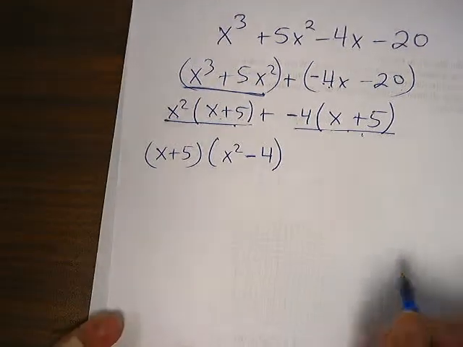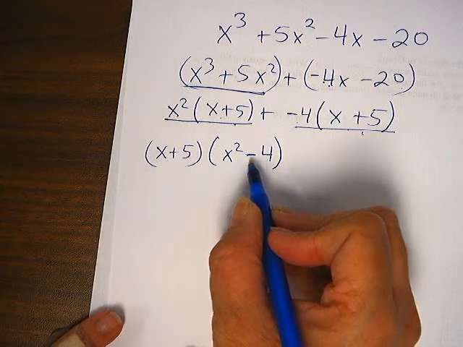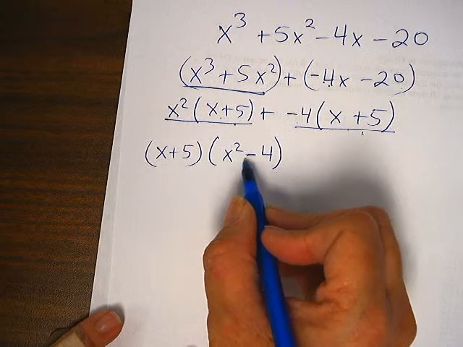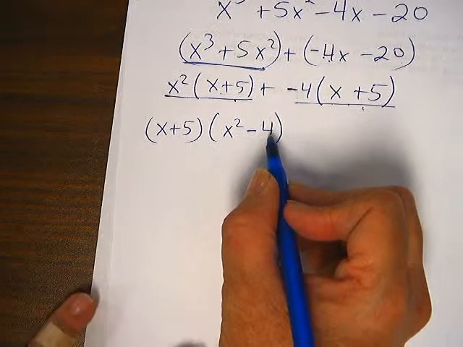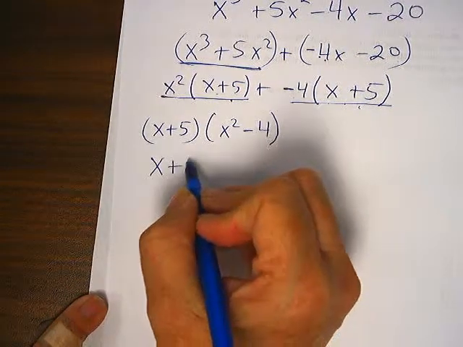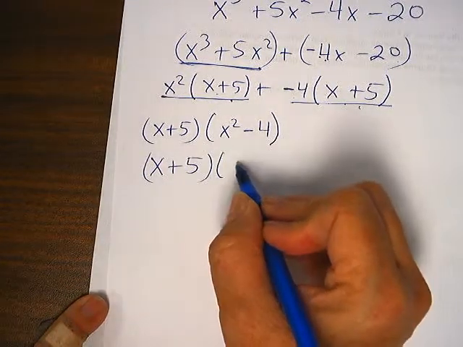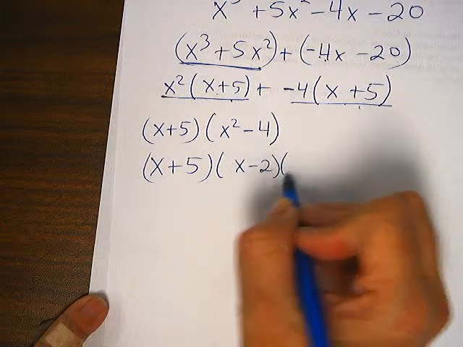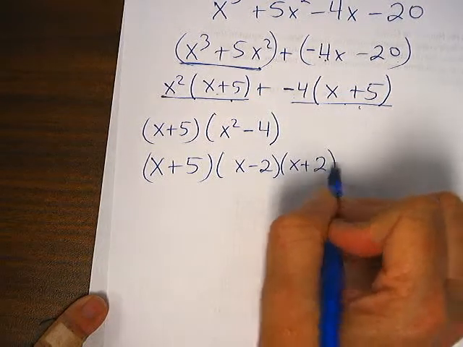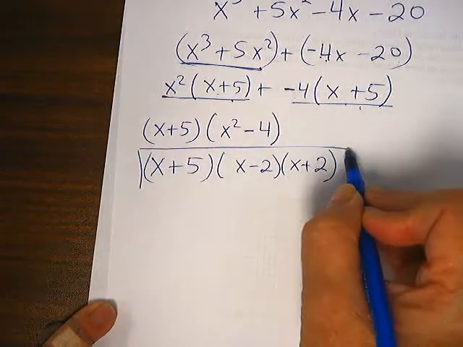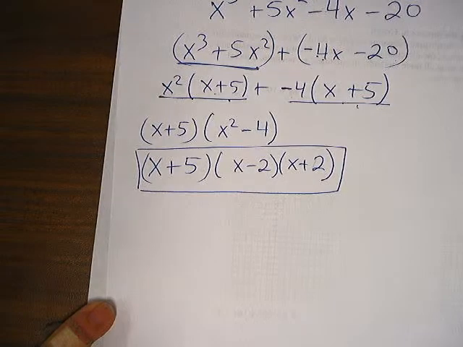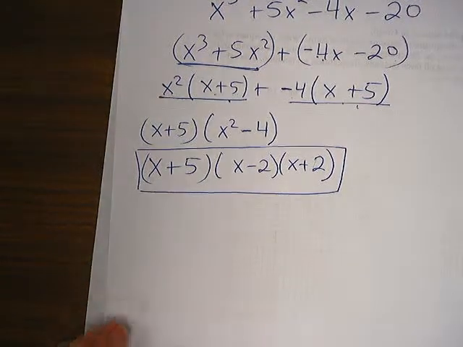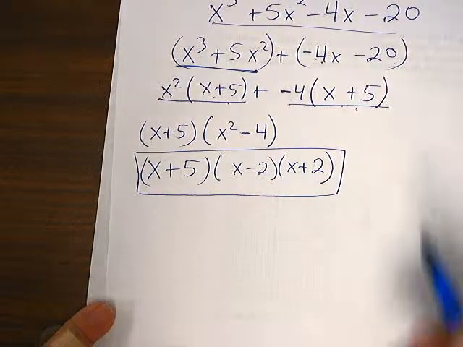And of course you recognize we're not done factoring yet. So we're going to take that x squared minus 4 and break it down further. So we have x plus 5 times x minus 2 times x plus 2. There you go. Those are our 3 factors of the polynomial that we started with.